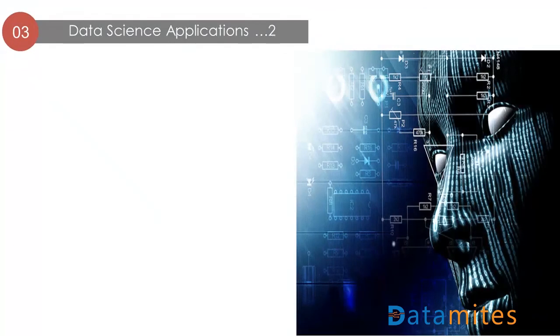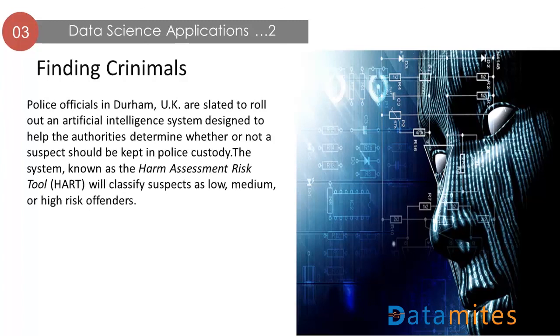The next application: I just picked a few applications from the last 2 weeks of reporting, because every day you see data science being used successfully in a different industry across the globe. All the examples I picked are just a couple of weeks old. This one is about finding criminals. UK police are using an artificial intelligence system to classify offenders as low risk, medium risk, or high risk, so that they can decide whether to keep them in custody or not. It is already being used.